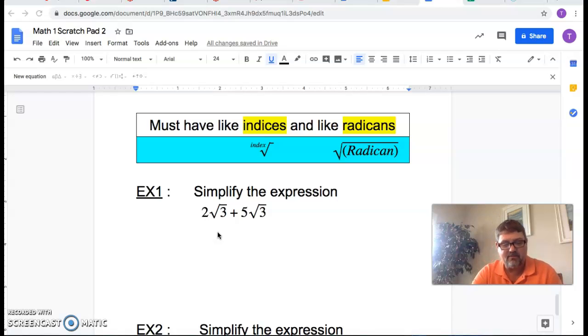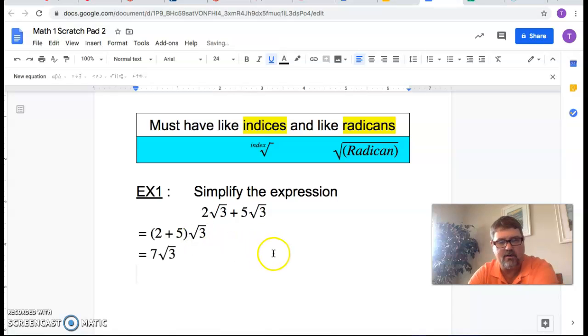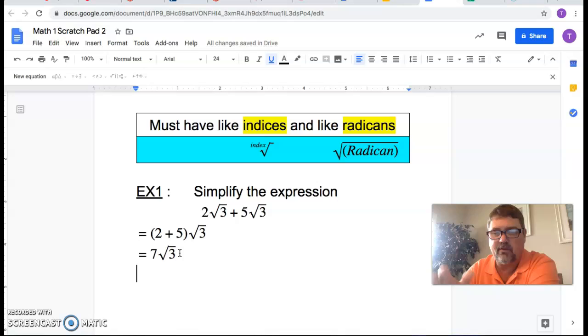Now, the way this technically works, let me show you the technical way. It'll just appear kind of magically right here. By the distributive property, a root 3 can be factored out of this, and then you can just sum up the numbers in front and you get 7 root 3. So we're going to assume that from now on. I'm probably never going to write this again because it's a lot of needless work.